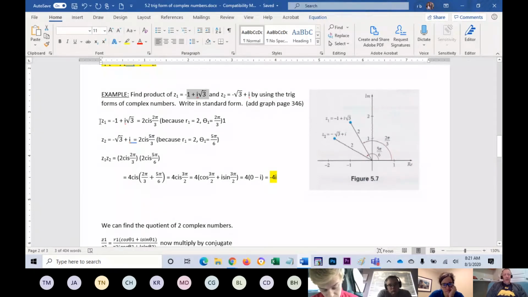All right, now let's see here. So Z1 is -1 plus I square root of 3. Now, we can rewrite that. The radius is 2. Now, let's think about this for a minute. We've got 2 pi thirds. Now, why do we have cosine plus sine? Let's think about this. This angle here is 2 pi thirds. Now, why is that angle 2 pi thirds? Well, we know we're in quadrant 2, right? We're in quadrant 2.